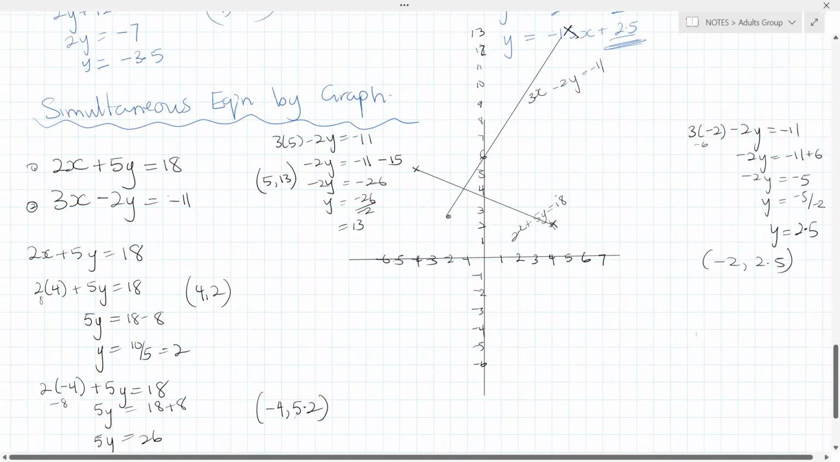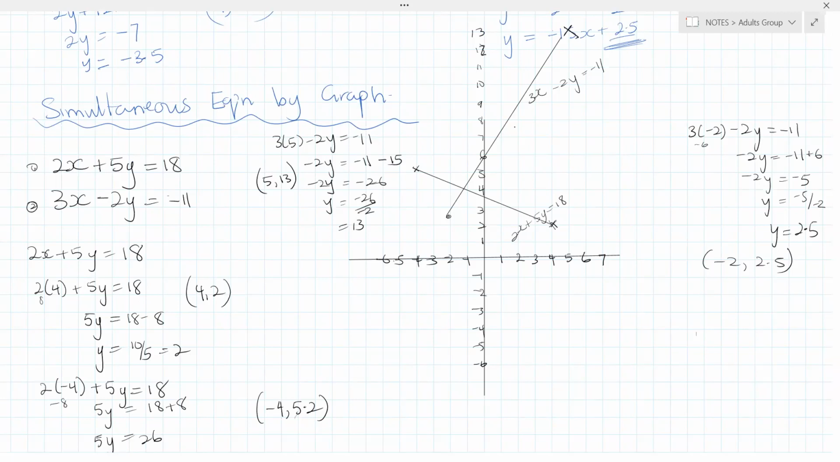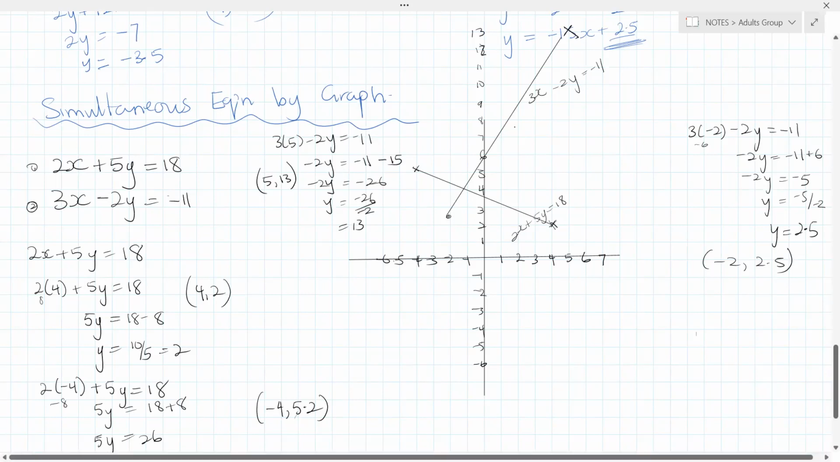So what's our answer for our simultaneous equation? 3x minus 2y equals -11. Huh? That's the answer, or that is the lines? This is the 2 lines, mom. What's the answer for our points of intersection for the 2 equations?